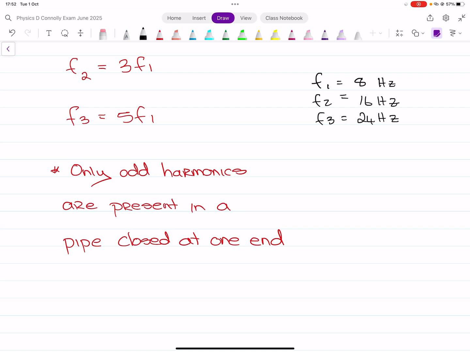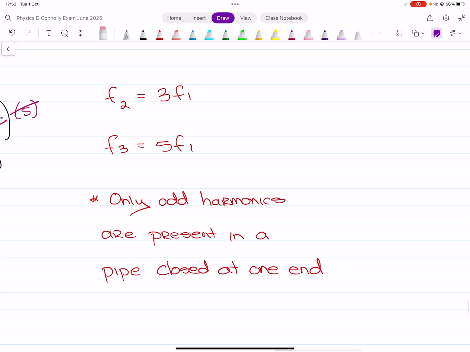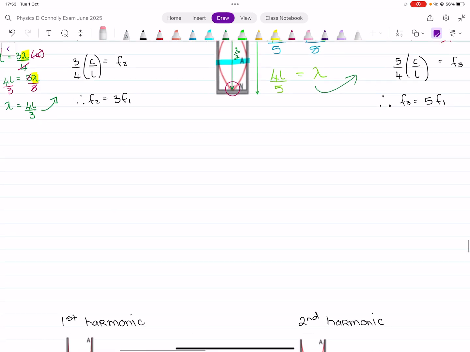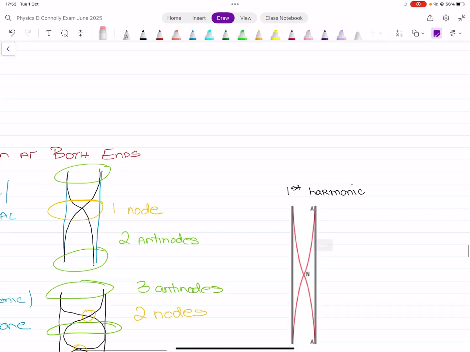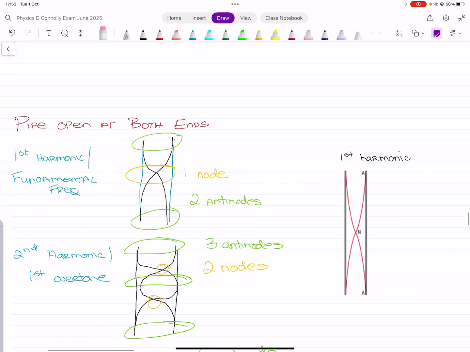What I'm saying is that in a pipe closed at one end, you wouldn't be able to get that one. You'll only be able to get the odd harmonics. So you wouldn't be able to get F4, but you'd be able to get F5. Okay, and that's what I've just proven with the maths. Is that okay? Now, please go back and look at that maths again.